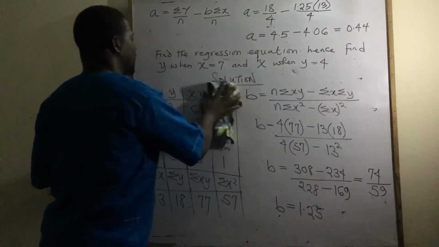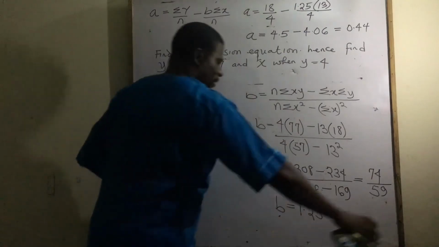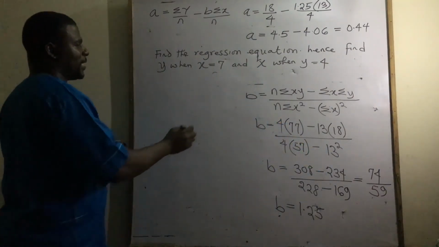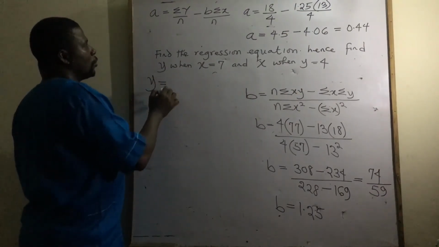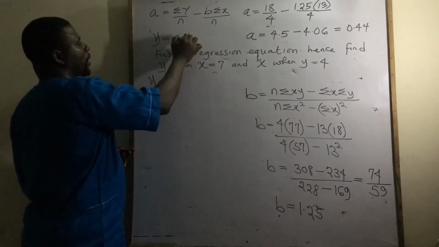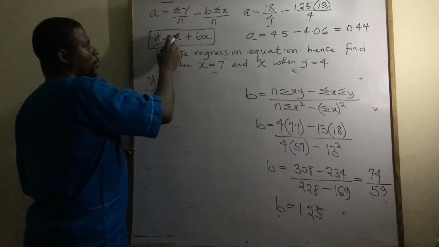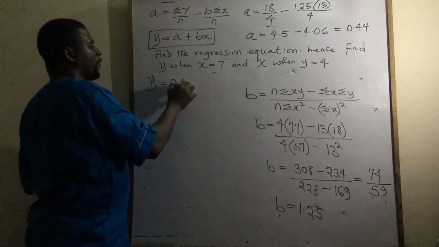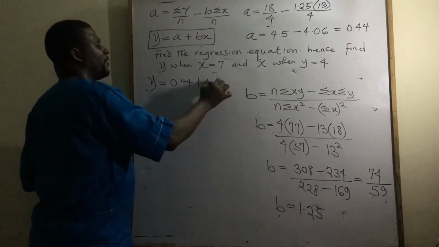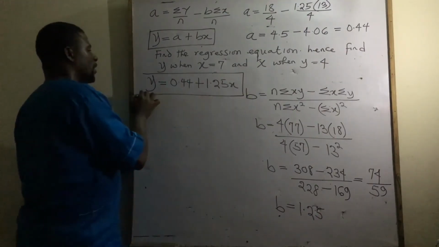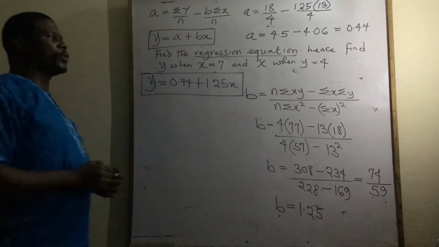So I can clean this place. Now I can say that our regression equation is y equals a plus bx. Don't forget that the regression equation is always y equals a plus bx. So y is equal to a, which is 0.44, plus b, which is 1.25x. So this is now your regression equation. That is the answer to this first one.